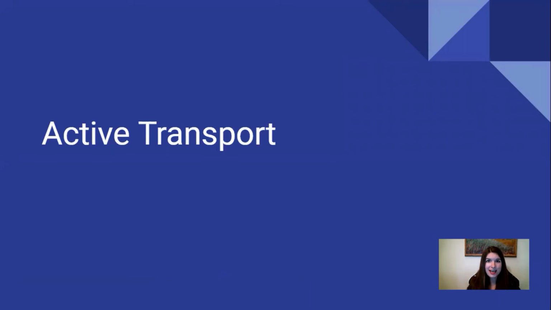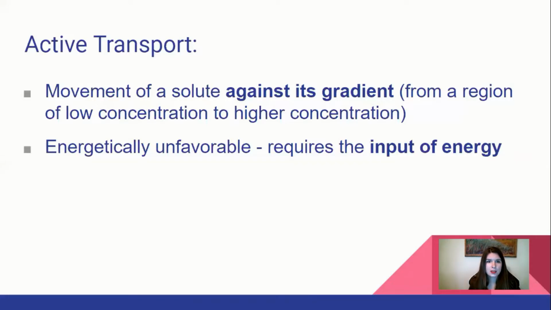Next, we move on to active transport. In active transport, the way you're going to identify it is that you're going to see a solute moving against its gradient. Sometimes we'll refer to this as up its gradient. So it's going to be moving from an area where everything's really loosely spread out, where there's only a little bit of a solute, to an area where it's highly concentrated, where there's more of a solute.